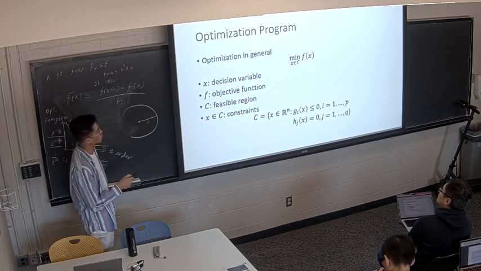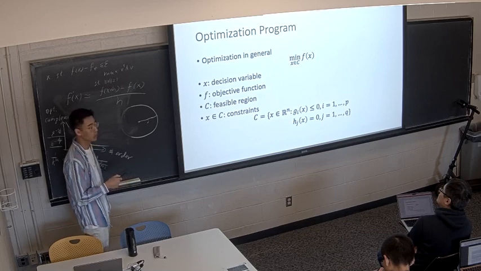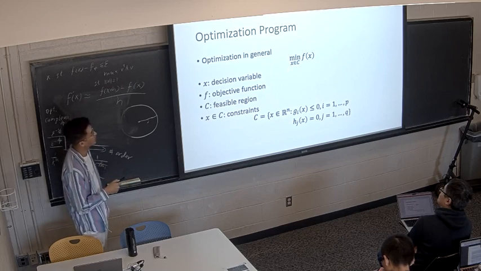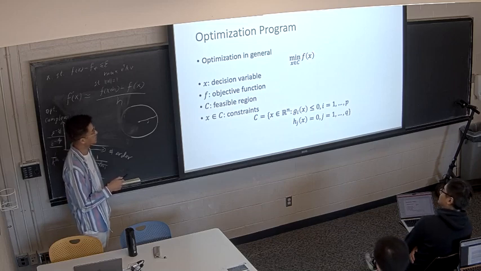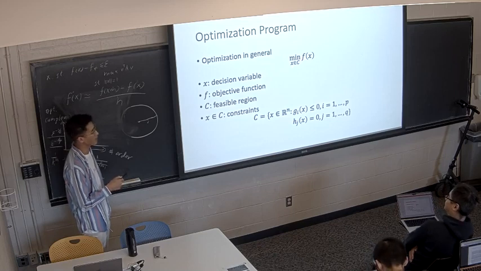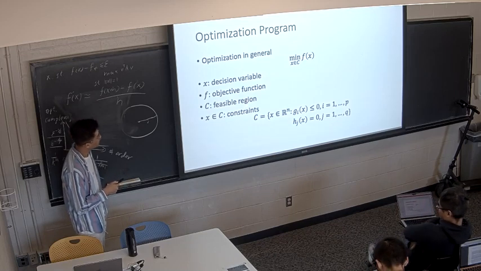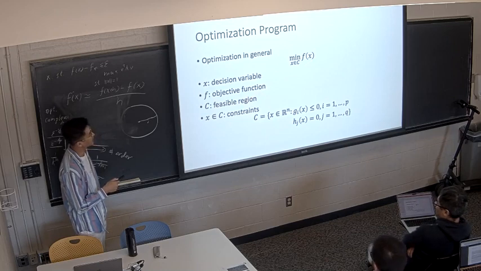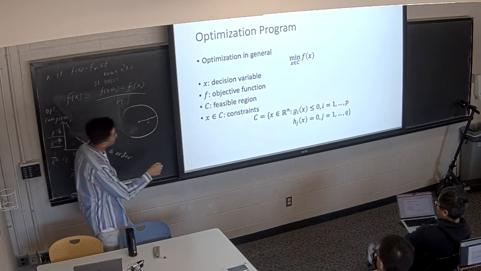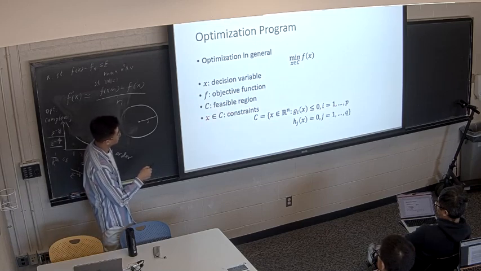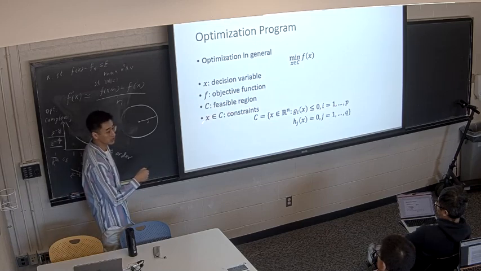By solving this optimization program, you want to find a point x that not only minimizes f, but also lies in the set C. So minimization and feasibility need to happen at the same time. Usually we say the condition that x in C is a constraint.